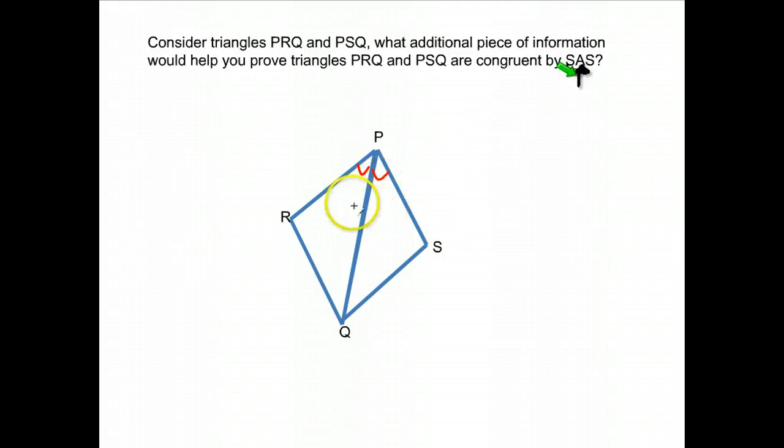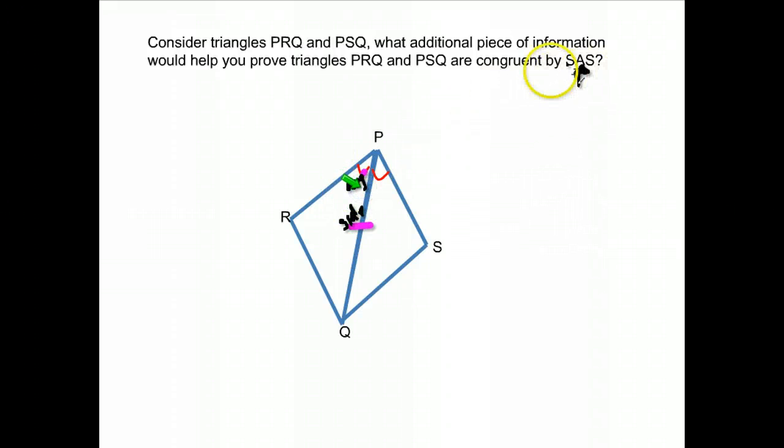Is there anything else from the figure that I can assume is true, even though it's not marked? And there is one thing. Notice they share this side. PQ is part of both triangles, and that side is going to be congruent to itself automatically because it's exactly the same line. So that I know is true. So far, what do I have just by given information and observations? I have a side and an angle. So I have a congruent side here, a congruent angle here.